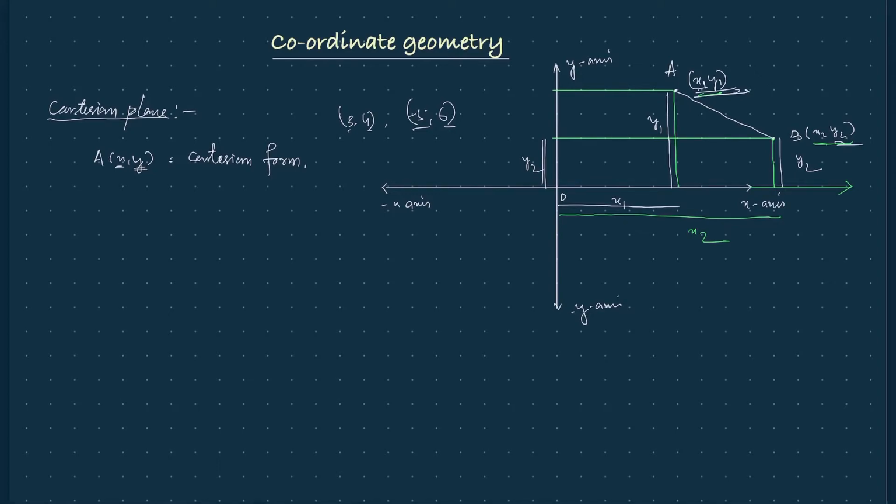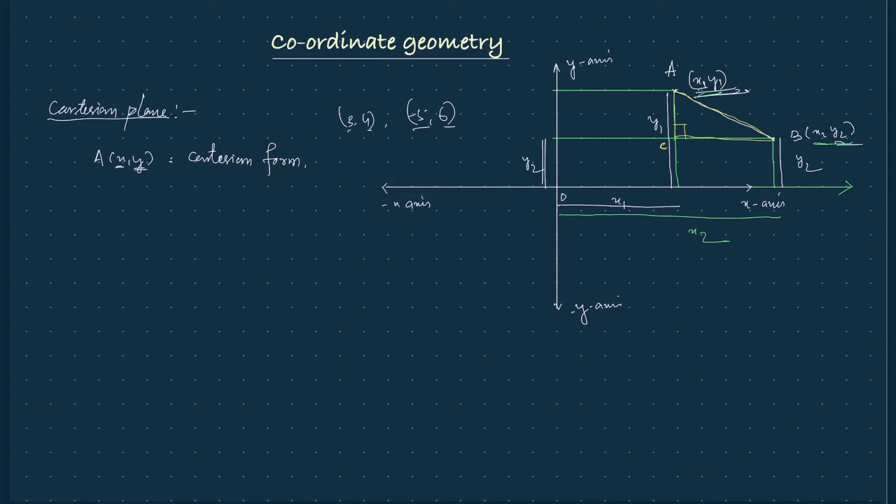Now you focus on this triangle. Focusing on this triangle, this is a right angle triangle. This distance will be equal to this distance. So we need to find what exactly this distance is. Suppose I name this a, this b, and this c.